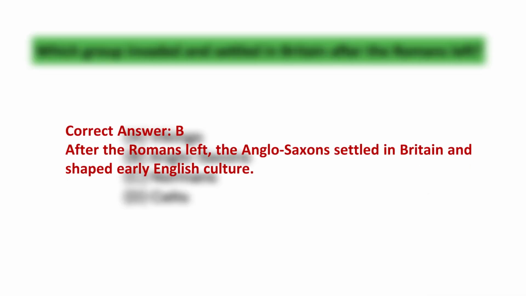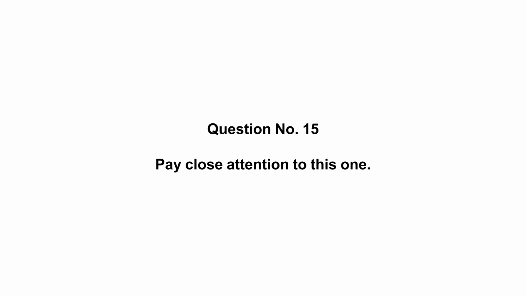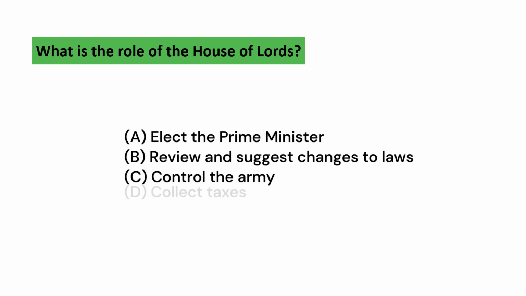Correct answer: B. After the Romans left, the Anglo-Saxons settled in Britain and shaped early English culture. Question number 15. Pay close attention to this one. What is the role of the House of Lords? The options are: A. Elect the Prime Minister. B. Review and suggest changes to laws. C. Control the army. D. Collect taxes.